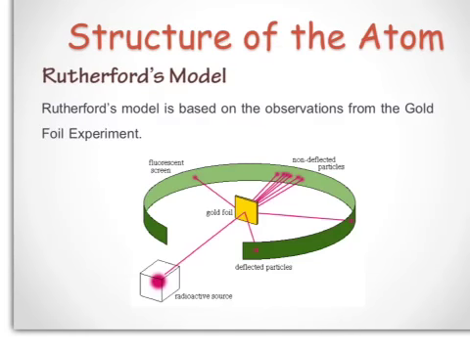Structure of the atom. Now we look at Rutherford's model. Rutherford's model is based on the observations from his famous gold foil experiment. And here is a diagrammatic representation of the experimental setup that he used. First of all, there is this radioactive source, and he fired alpha particles from that source, firing at this very thin sheet of gold foil, presumably 1 or 2 atoms thick.